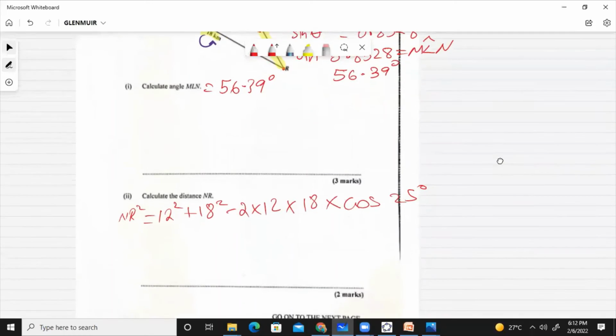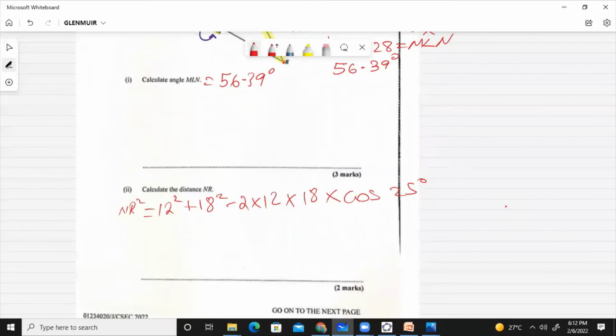So you're seeing that bearings does not get harder than this, because these are the questions. Let's go. Somebody help me out now. I think this is 144. 18 square, it might be 324. Let me double check that. 18 square, yeah, it is. And then now you're going to put everything on your calculator: negative 2 times 12 times 18 times the cos of 25 degrees. And tell me if you get this. I'm getting negative 391.52. That's what I have right now.